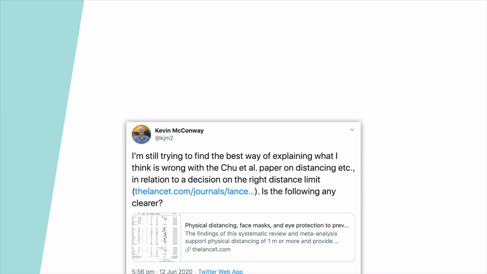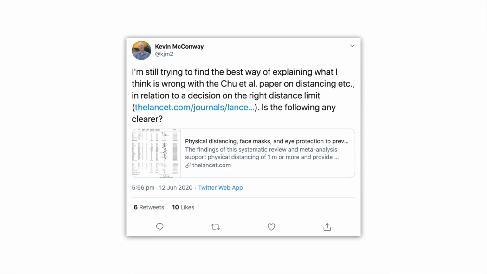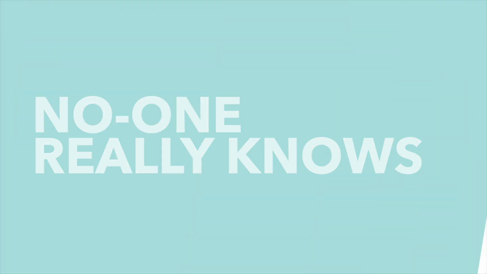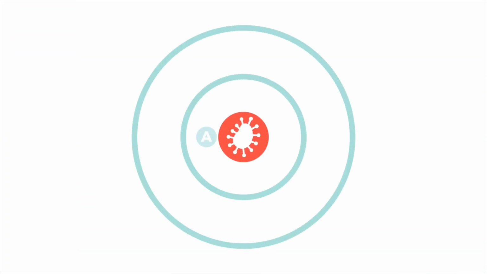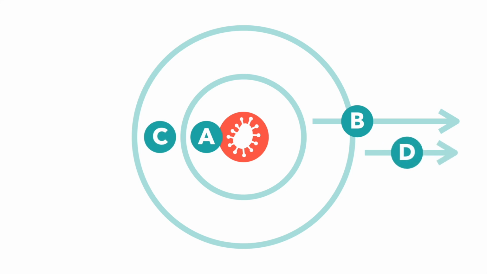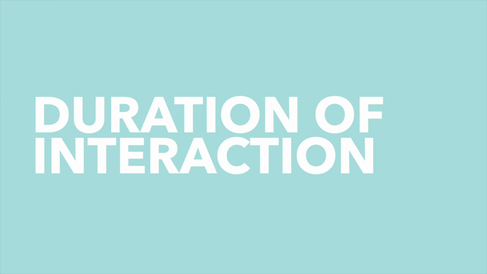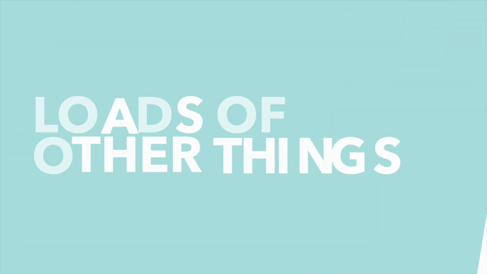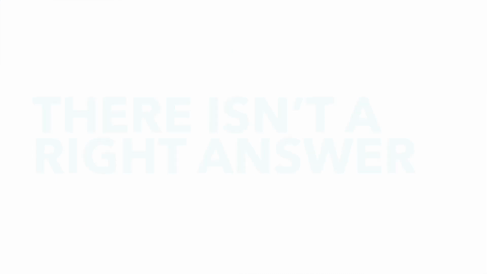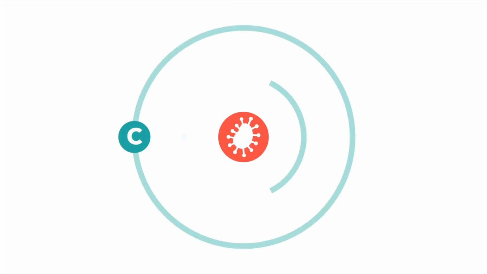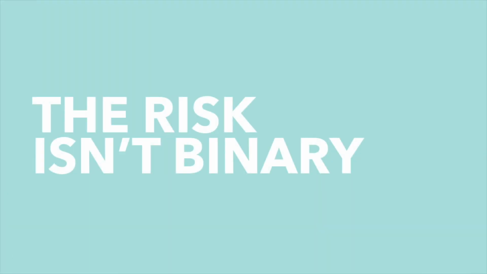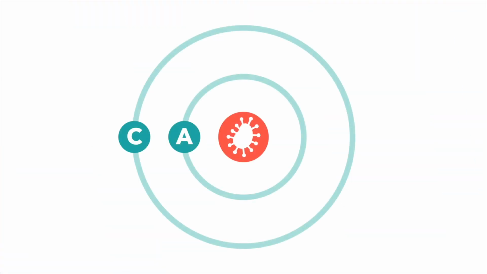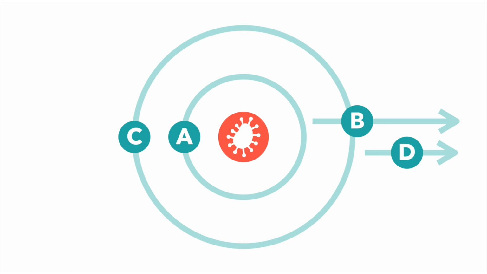This is a point made by Open University's Professor of Statistics, Kevin Conway, and leads to a more general point that no one really knows what the appropriate level of social distancing is, not least because the chance of infection depends not just on your social distancing, but also the duration of any interaction, which way you're facing, and lots of other things. Essentially, there isn't a right answer here. It's not like 2 metres is perfect and 1 metre is reckless nonsense. The risk isn't binary here. What we do know, though, is that the further apart you are, the lower your risks are.